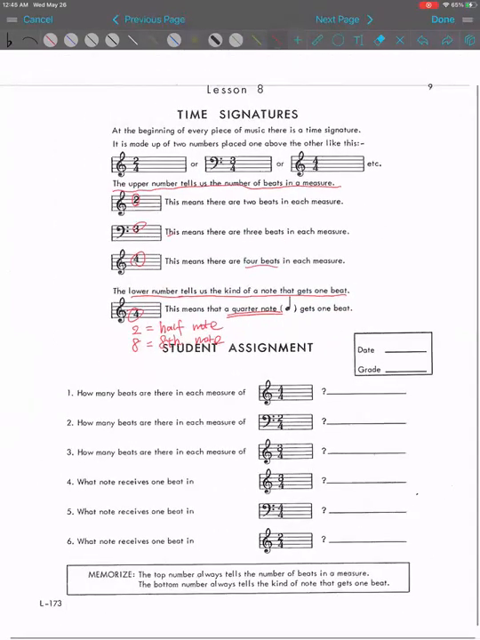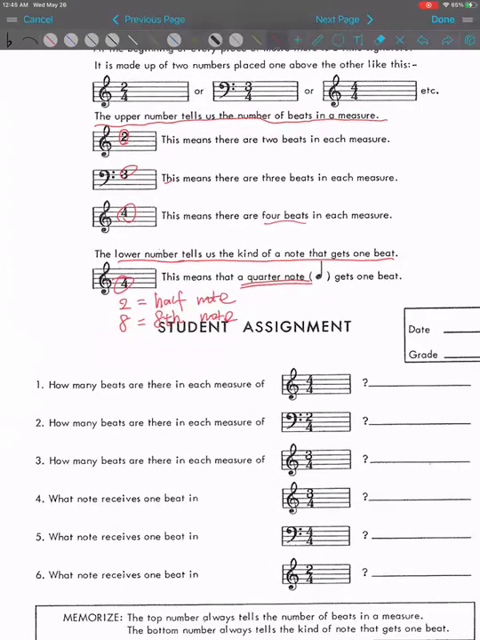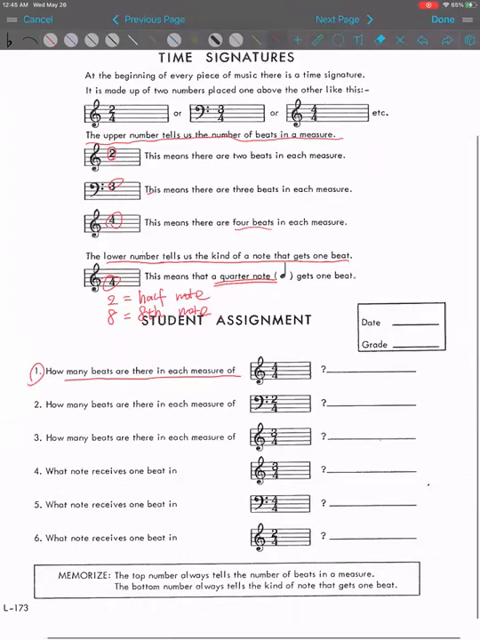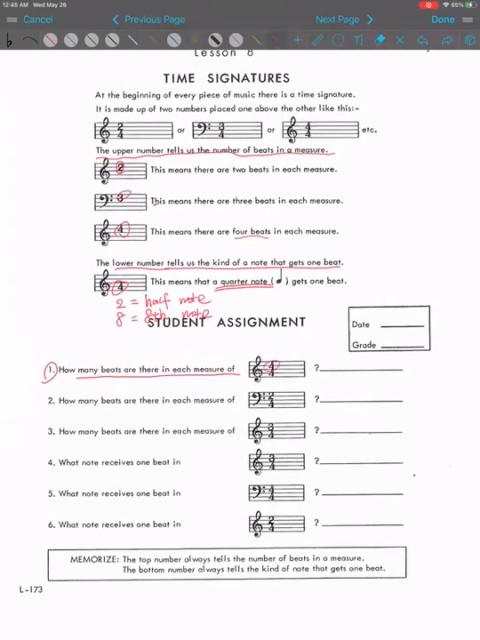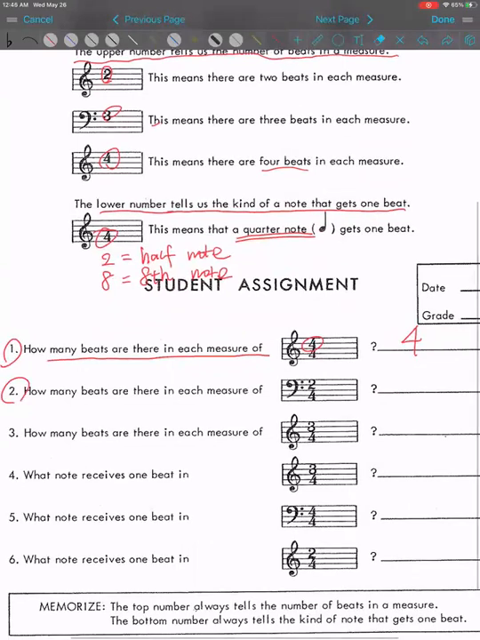All right, exercise 1. How many beats are there in each measure of 4/4? So when you see how many, that means you need to look at the top number. So the answer will be 4. Number 2, how many beats are there in each measure of 2/4? How many? So the answer is 2. 3, how many beats are there in each measure of 3/4? So the answer is 3.